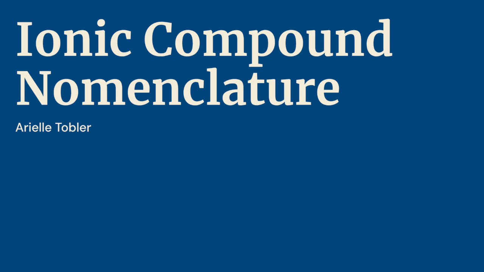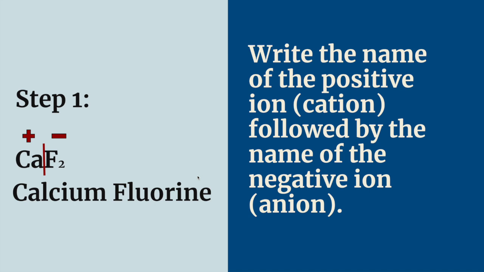Okay, so I'm going to be explaining how to name ionic compounds and take it from a formula to nomenclature. So the first step is to write out the names of the positive ion followed by the negative ion. Each ionic compound is made up of a cation and an anion. The cation always comes first.